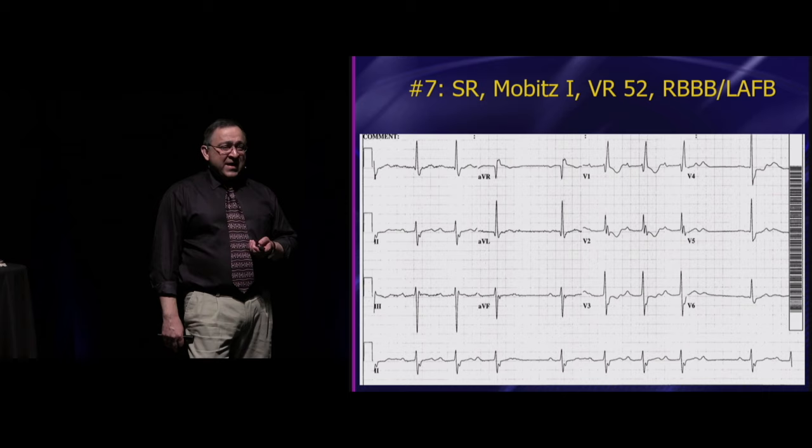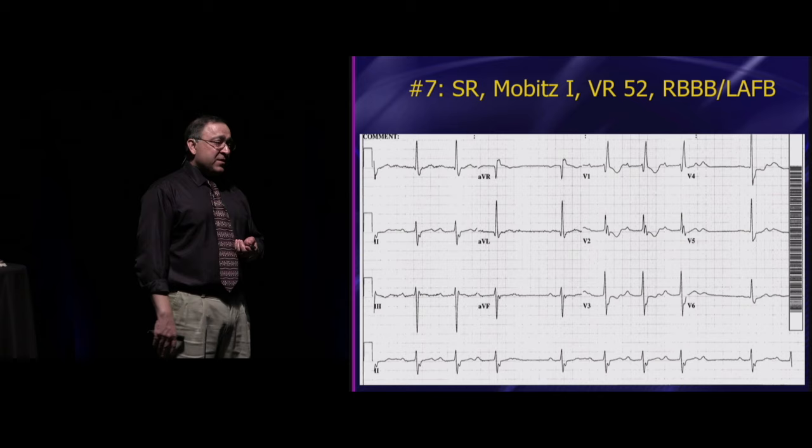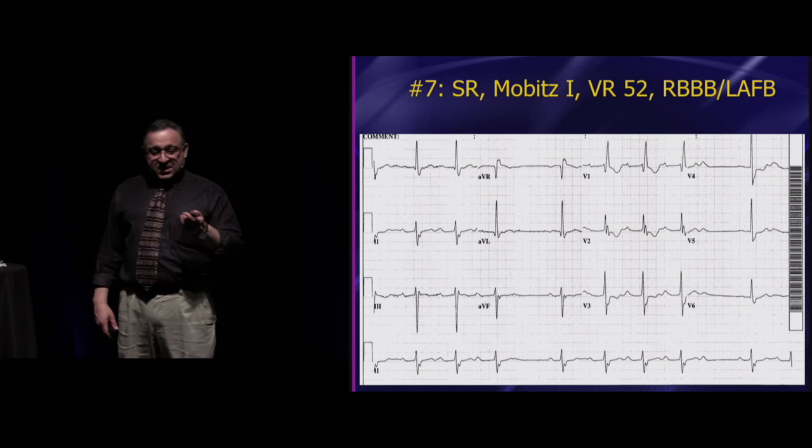At a rate of 52, it's kind of a judgment call about whether you want to go ahead and give her some atropine or not. For Mobitz 1, some of you may decide to try some fluids first, some might try atropine. I usually use 50 as my cutoff, but it's not a hard cutoff. So at 52, I might try some atropine, but either way, all right, you got the diagnosis though.